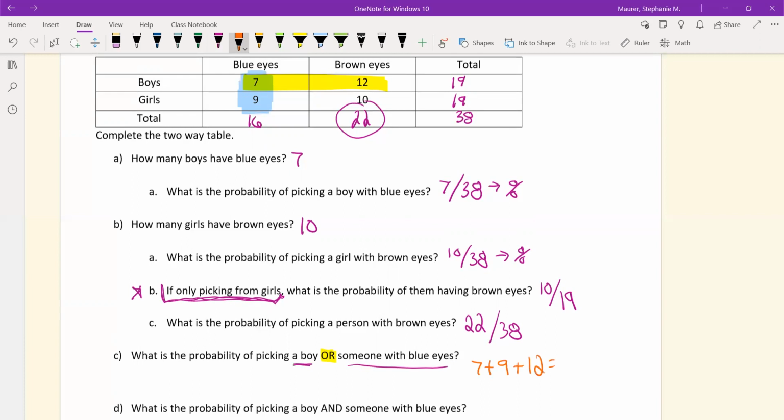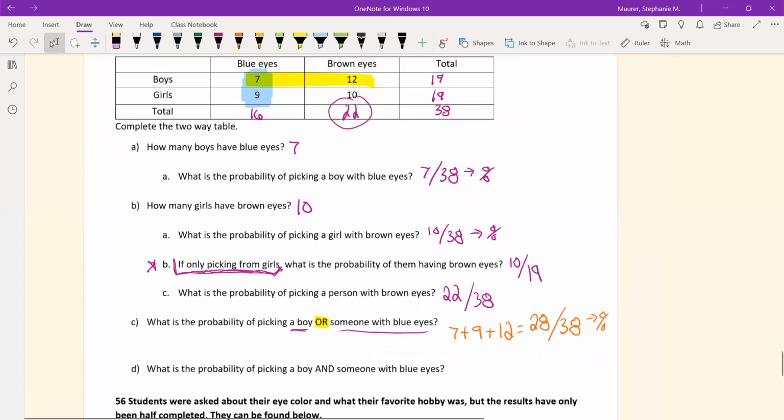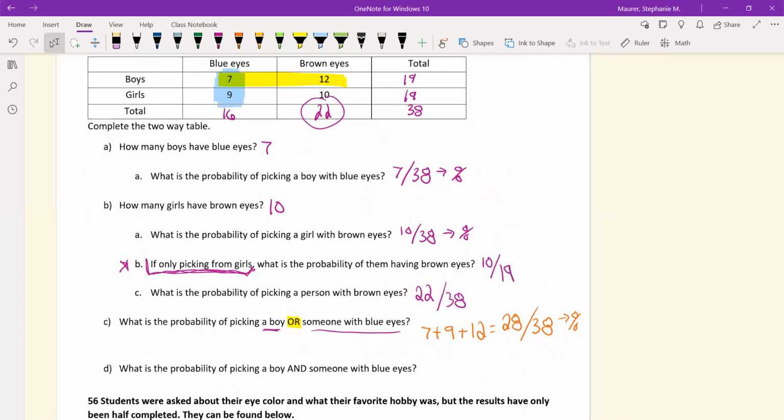That should total, let's see what we get there. 7, 9, and 12 gives me a total of 28. We do want this to be a probability, so we need that to be a fraction. Out of a total of how many students, which was 38, turn that to a percentage, and you're good to go. Now, the alternative that sometimes people, if you ever see this out and about, to me, that makes the most sense. You highlight just like we did yesterday, or you color just like we did, and you'll have your answer.